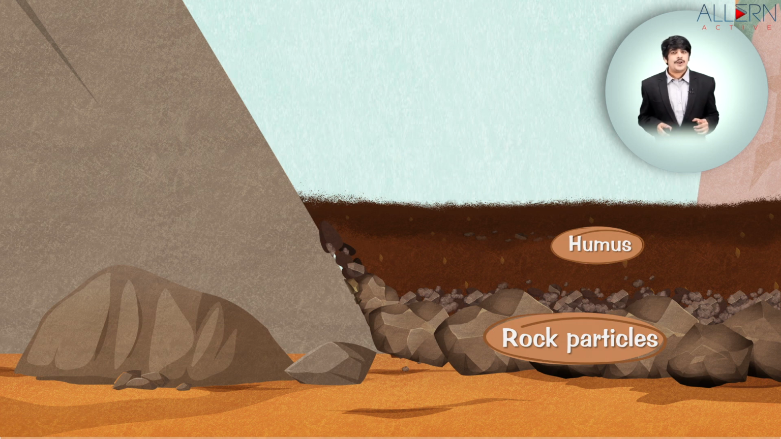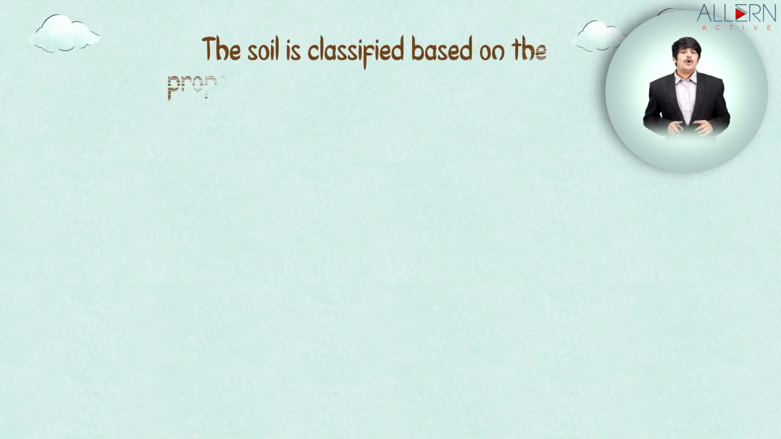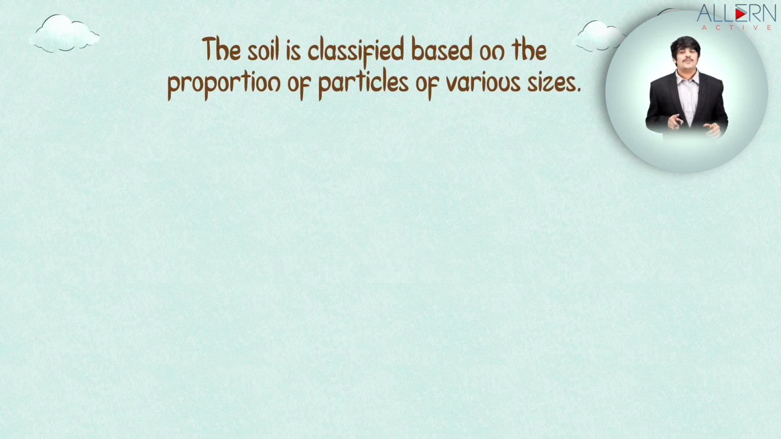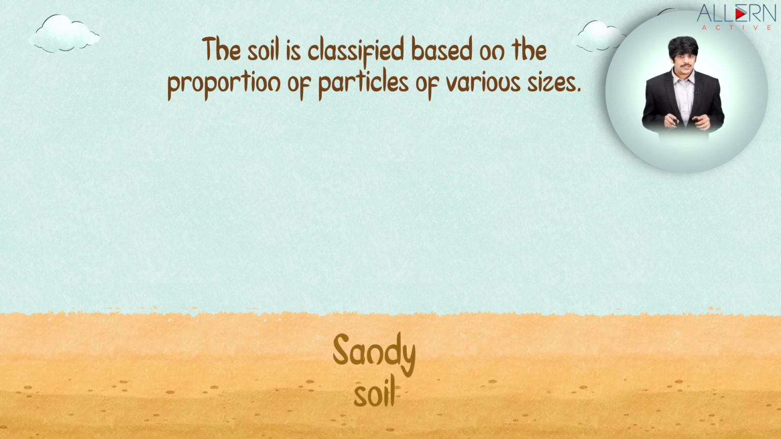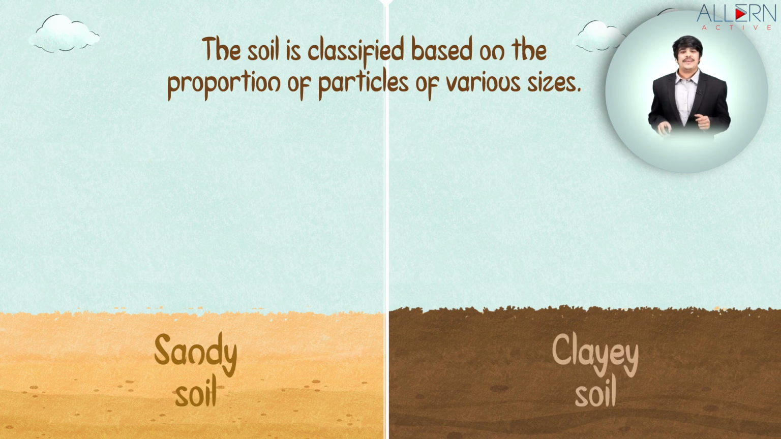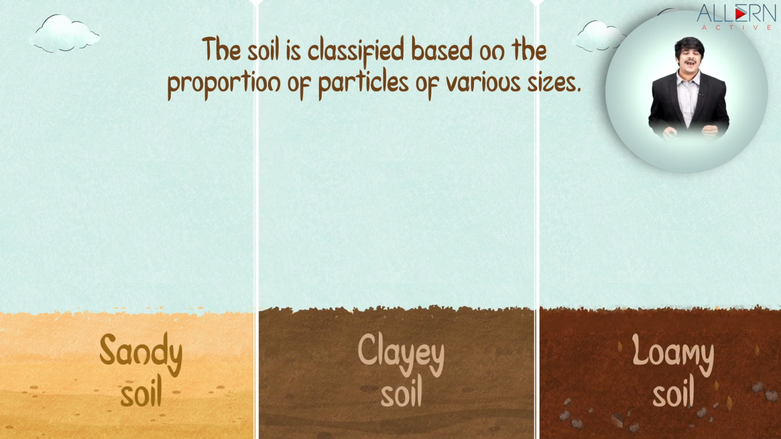Apart from that, one must understand that soil is classified on the basis of the proportion of particles of various sizes, which basically means that all kinds of soil are made up of particles. Depending upon the size of these particles, we are going to classify soil into a total of three types. The first soil is called sandy soil. The second one is called clay soil. And the third and the last one is called loamy soil. Within the same module, let's discuss all of these soil types in detail.